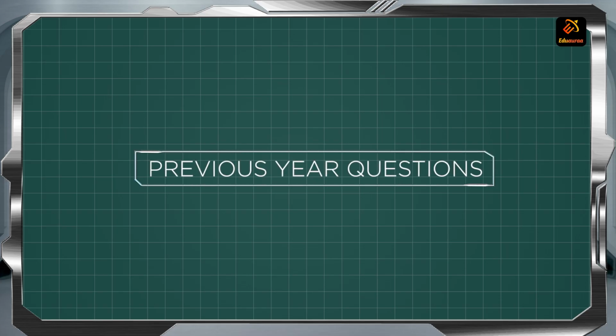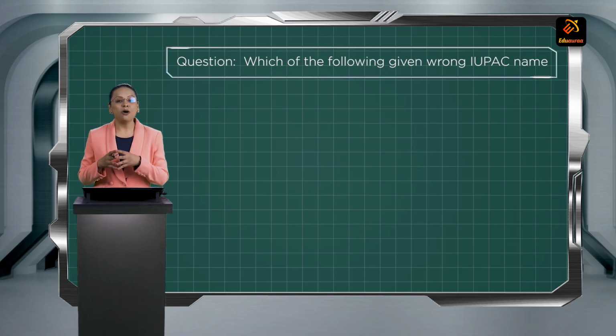So today we'll be starting with some of the previous year's questions. Looking at the question, which of the following structures has been given a wrong IUPAC name?